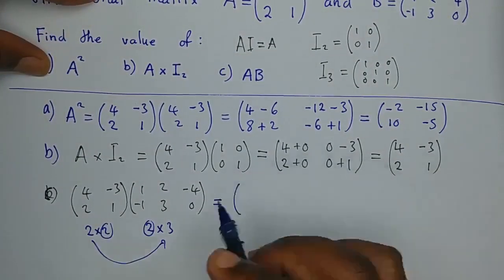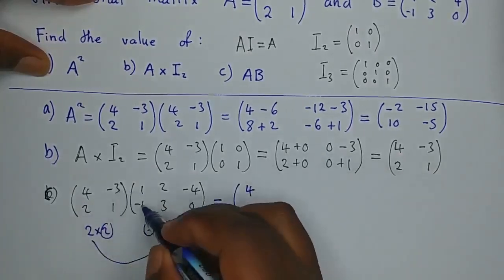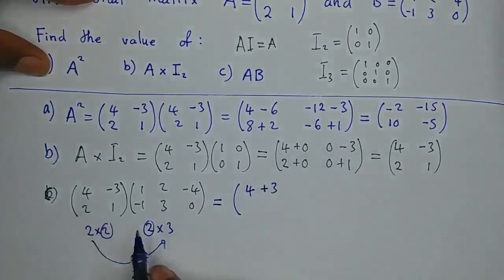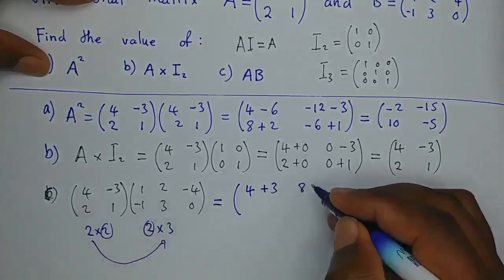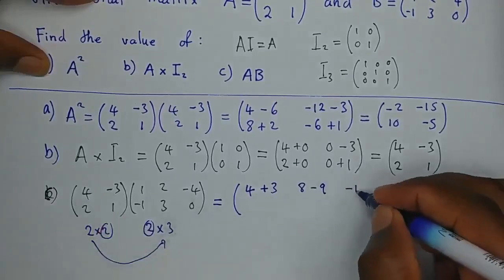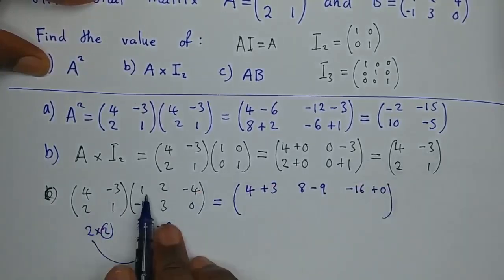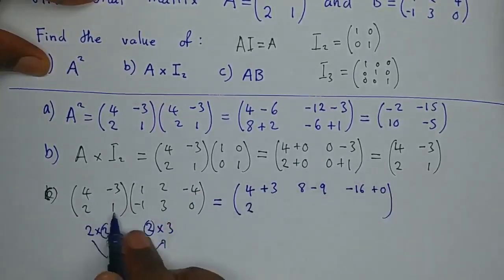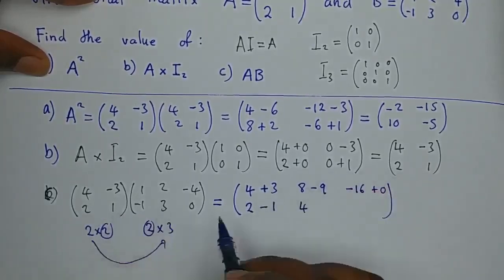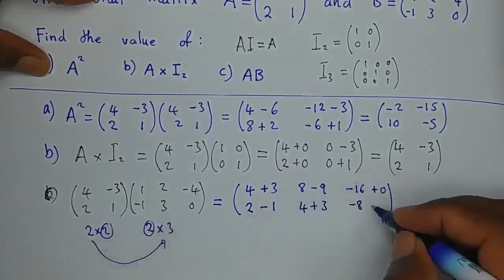So row by column. So the first row times the first column. 4 times 1, that is 4. Negative 3 times negative 1, that's a positive 3. Again, 4 times 2, that is 8. Negative 3 times 3, that's negative 9. 4 times negative 4, that's negative 16. Negative 3 times 0, that's a 0. 2 times 1, that is a 2. 1 times negative 1, that's negative 1. 2 times 2, that is 4. Negative 1 times 3, that will give us 3. 2 times negative 4 is negative 8. Then 1 times 0, of course, is just 0.